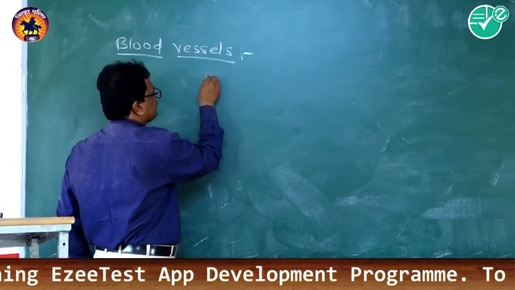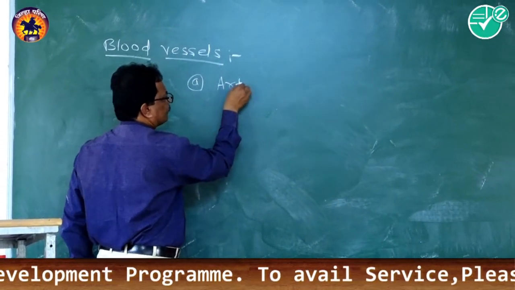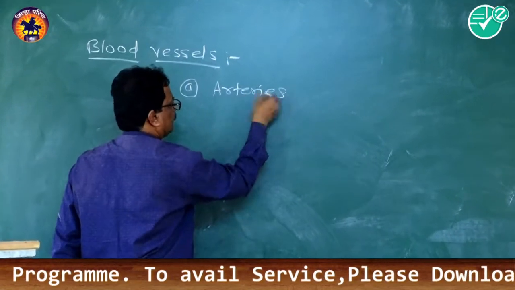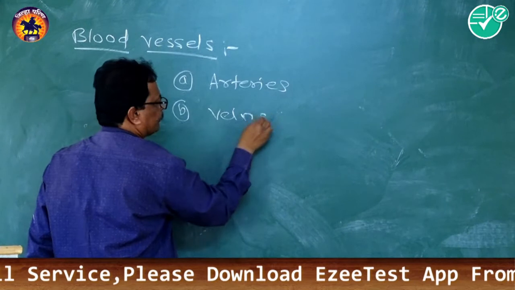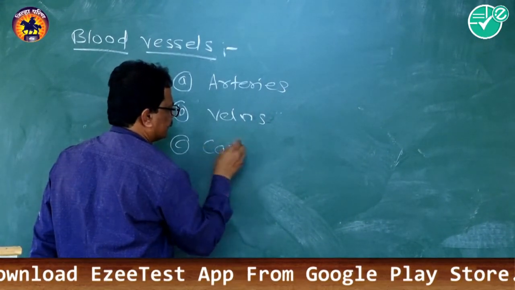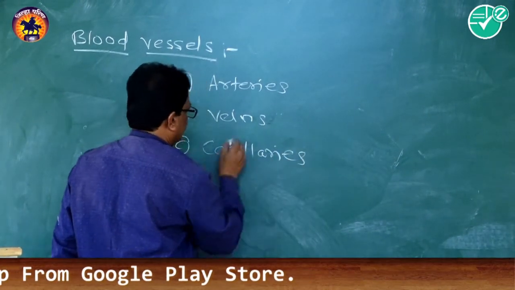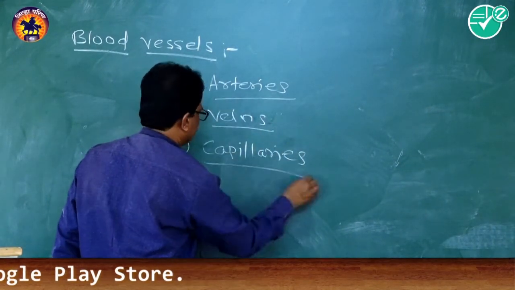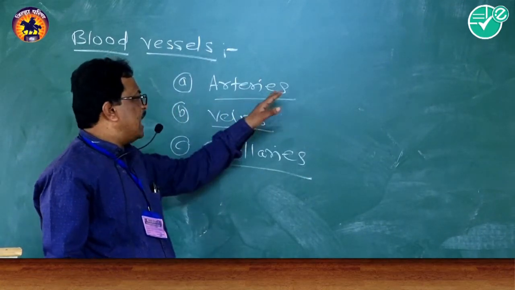In human beings, there are three different types of blood vessels. And these blood vessels are, number one, arteries. Number two, veins. And number three, capillaries. Arteries, veins, and capillaries. First, arteries.